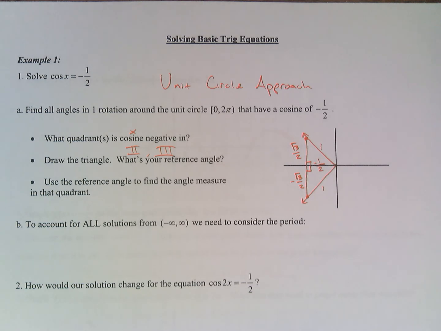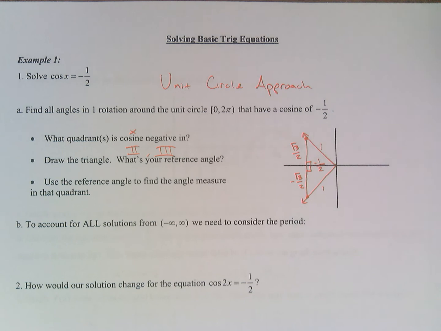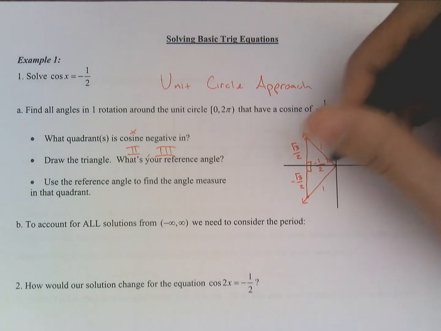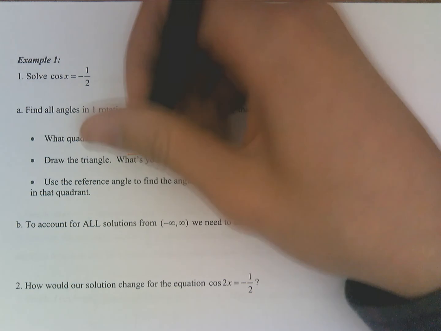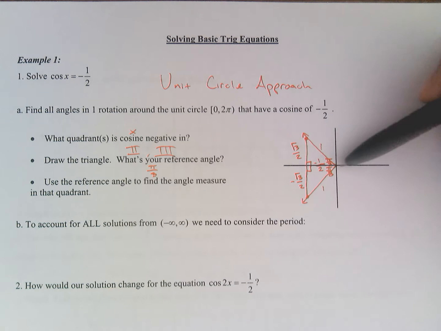So then what's my reference angle? We can determine our reference angle by determining the angle across from our vertical side length. So in our triangle, across from the vertical side length, well, what angle is always across from our root 3 over 2? That's our pi thirds, or our 60 degrees. So our reference angle, pi thirds, is always across from root 3 over 2.